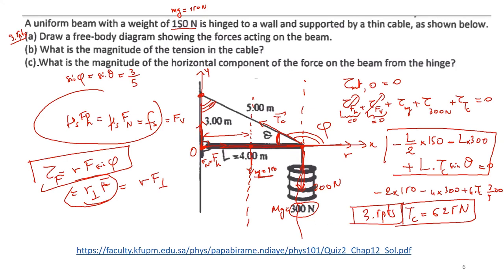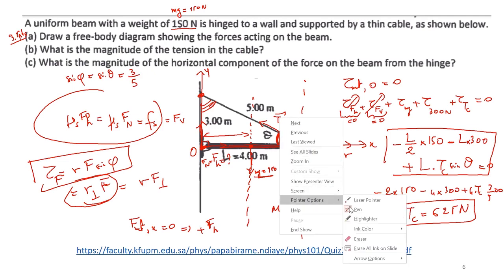Now the last question is, find the magnitude of the horizontal component of the force on the beam from the hinge. Basically, find FH. How can I do to find FH? Of course, I will use balance of forces. Net force along X is 0. So along X here, I will have plus FH. It's positive along X. But which other force has a component along X? TC. But now, which component of TC? It will be a cosine or a sine? Theta.